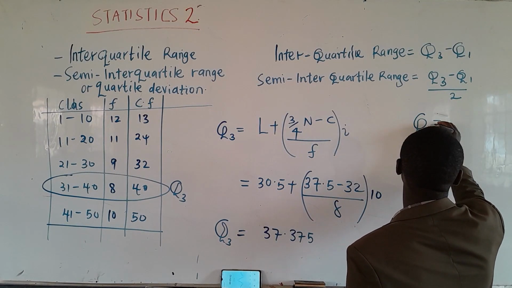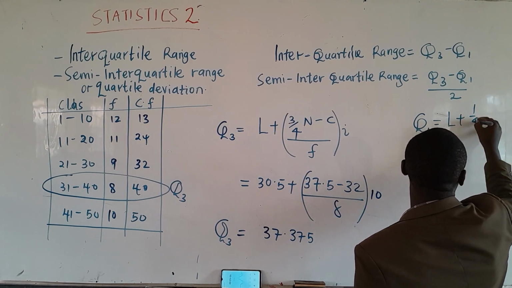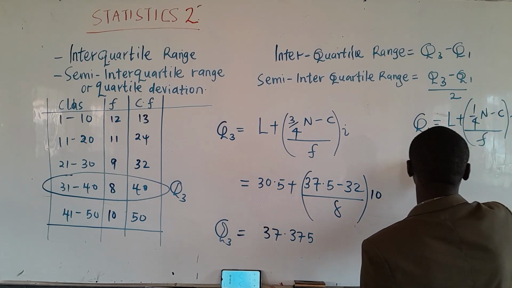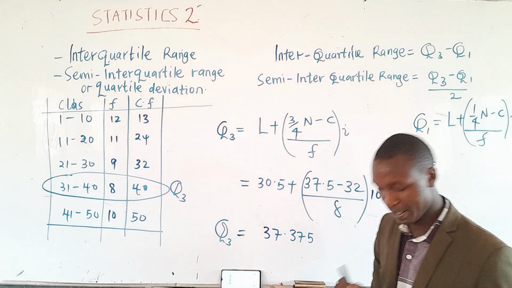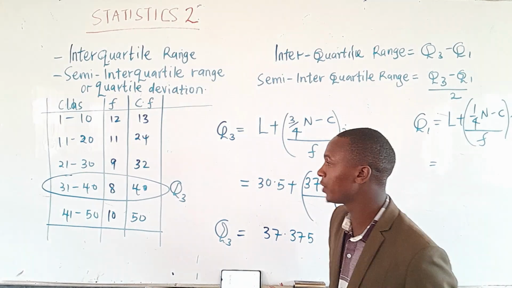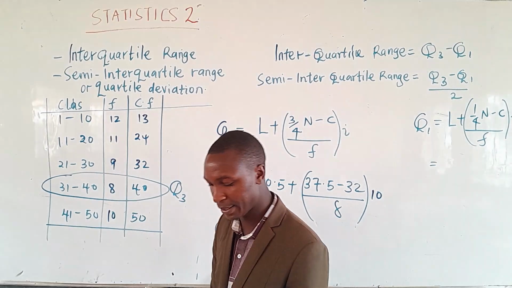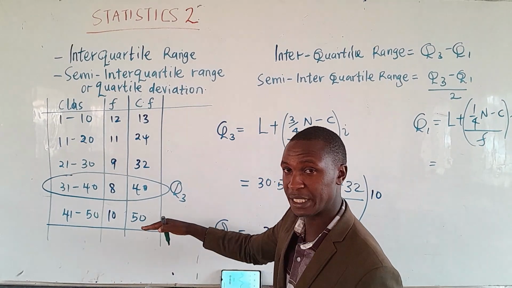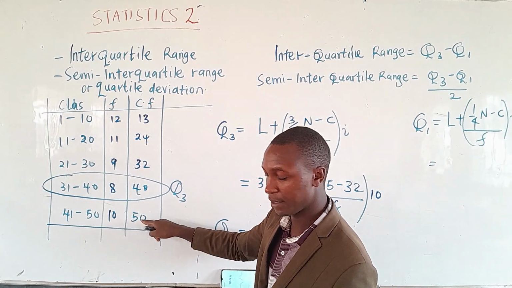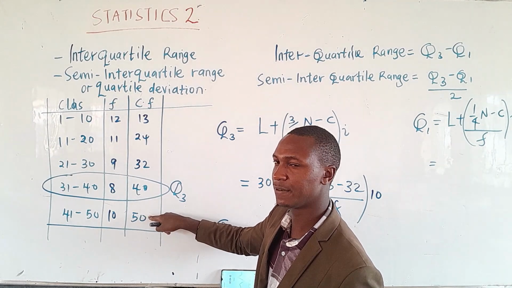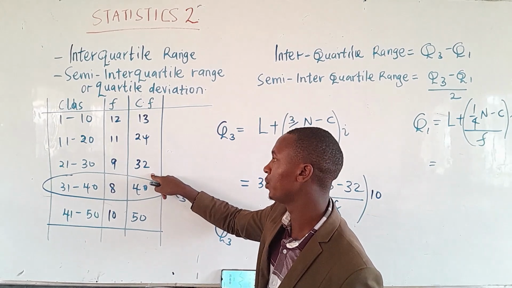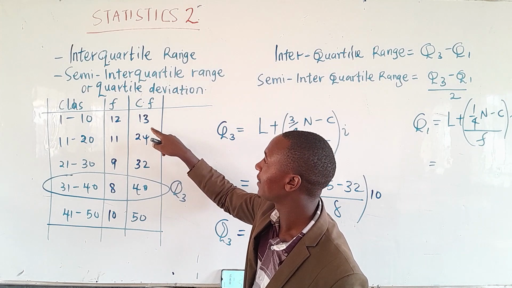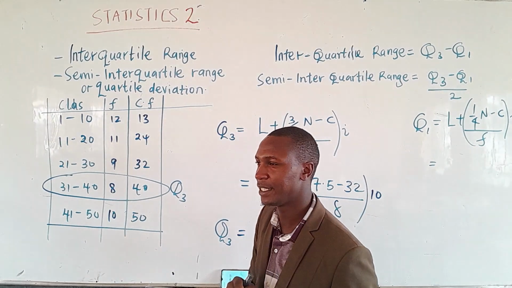So Q1 will be equal to L plus 1 over 4 N minus C, divided by F. We multiply that by the class interval. Again, our task is, how do we find the Q1 class? We take 50 divided by 4, that is 12.5. Now we test the cumulative frequencies. 12.5 minus 50, a negative number, minus 40, a negative number, minus 32, negative, minus 24, negative, minus 13. Again, you notice this is a negative number.